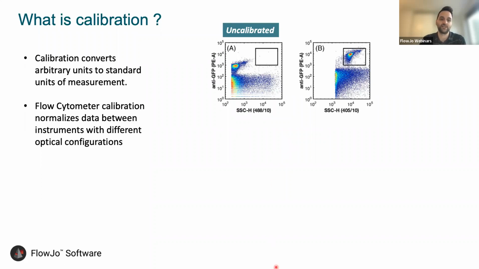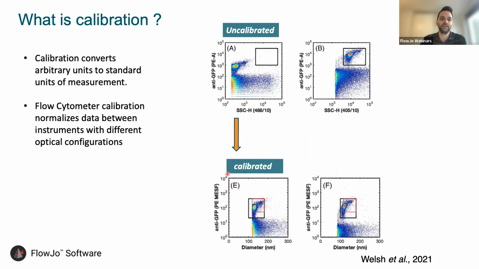So this we can see here. After calibration, ideally, we want to transform the side scatter height, or any scatter channel in that case, and have as an output the diameter. So now those samples here are comparable, and now we can place the same gate, even though we have different instruments.